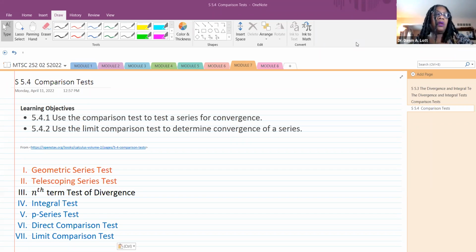So before we get started, let's talk a little bit about the tests that we've already done. So we've done the geometric series, telescoping, nth term test of divergence, integral test, and p-series test. Today we are learning tests 6 and 7. Okay, so I need somebody to tell me something about one of the first 5 tests.